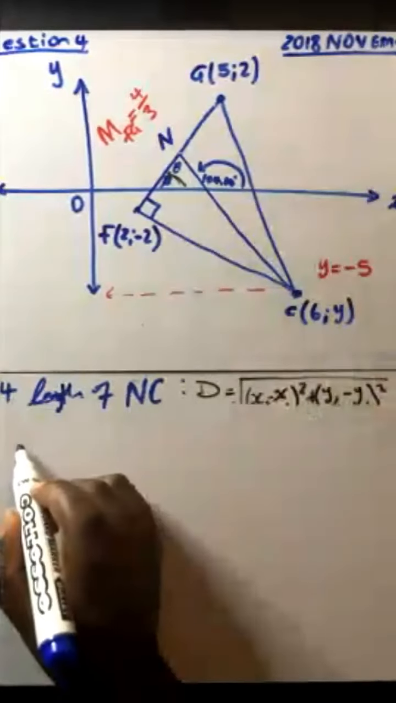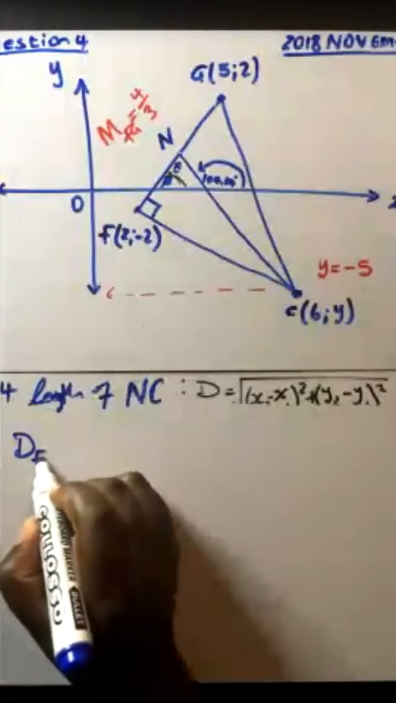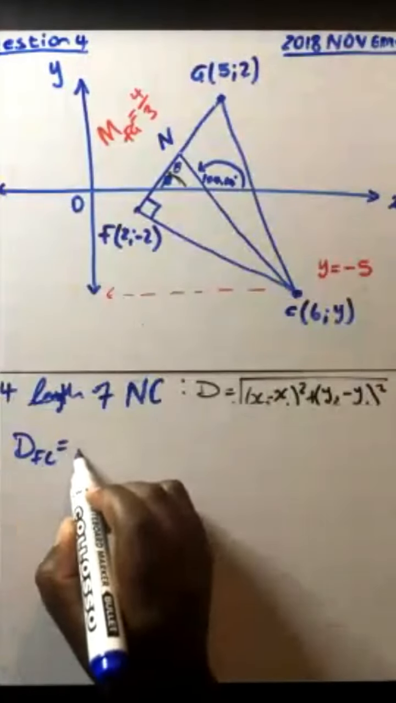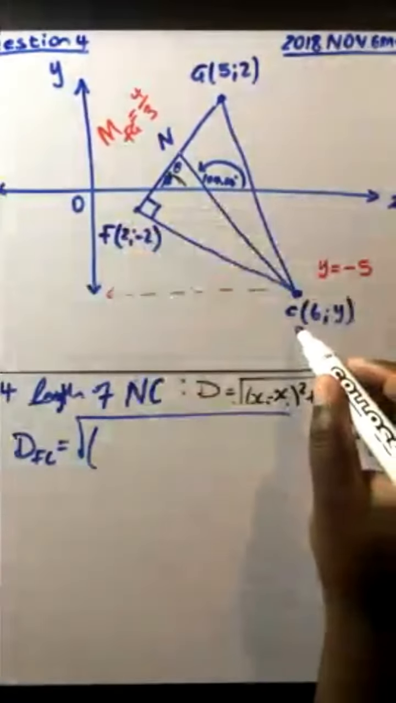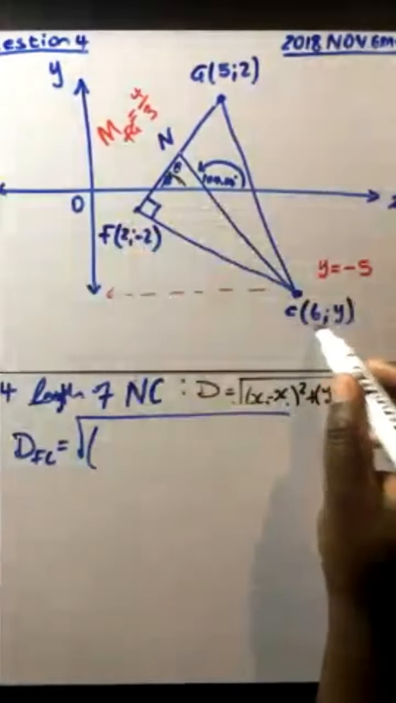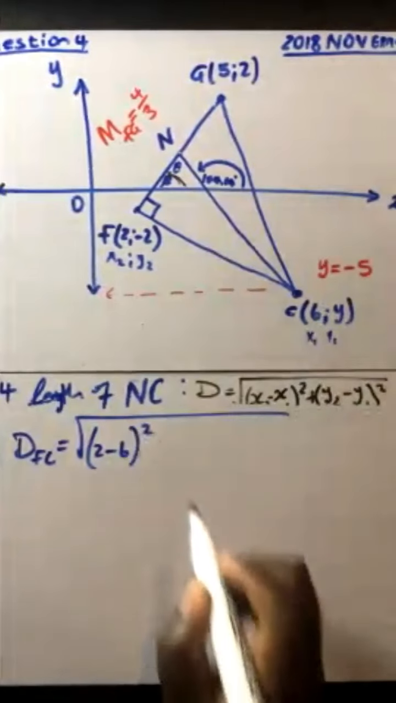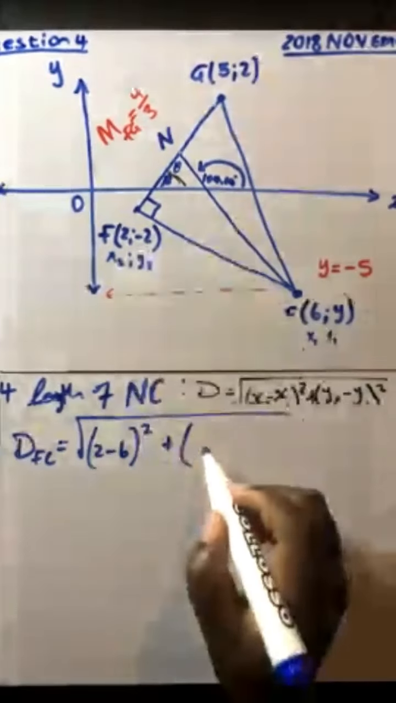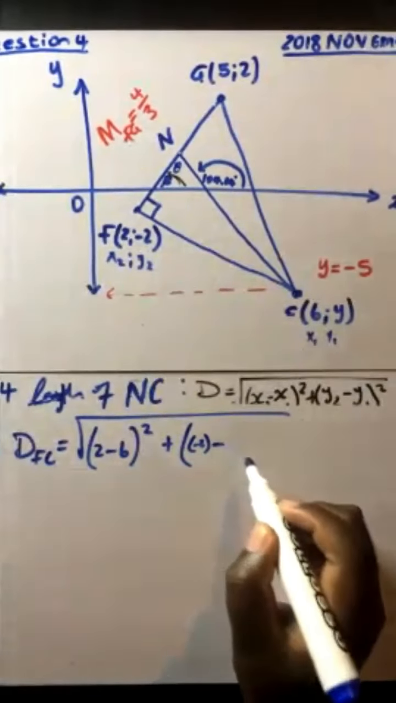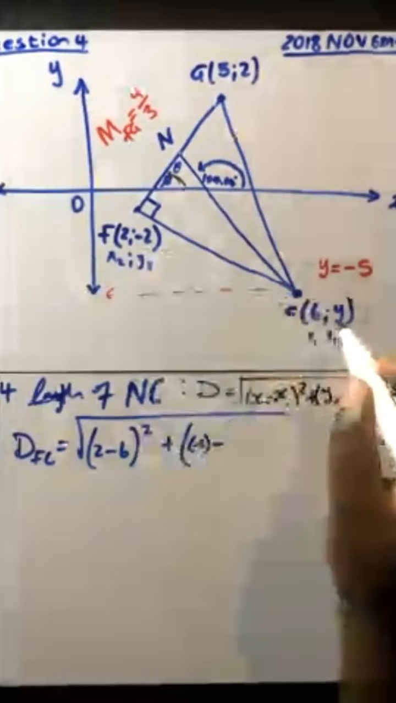So that means we're going to calculate the distance of FC, or the length of FC. What is our x2? Between F and C, which one comes first? C comes first. Then this becomes my x1, y1. This comes second, x2, y2. So what is x2? It's 2 minus what is x1? X1 is 6, close squared, plus what is my y2? Y2 is negative 2, minus y1. Guys, what is my y1?